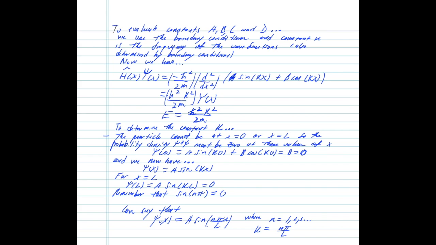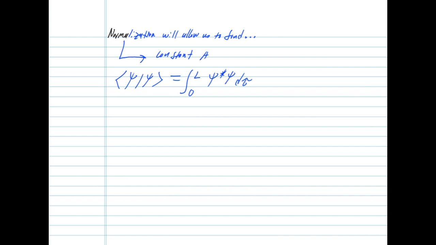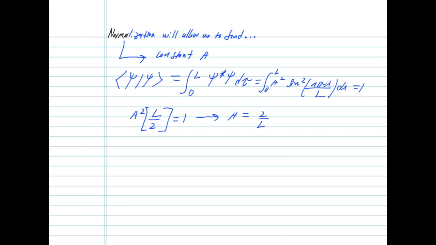Now we're going to normalize the wave function to define the constant a. We write the wave function in brackets, and that's equal to the integral from 0 to L of the complex conjugate of psi times psi d tau. And then we write that that's equal to the integral from 0 to L of a squared times sine squared n pi x over L dx, which is equal to 1. And then we get that a is equal to the square root of 2 over L.